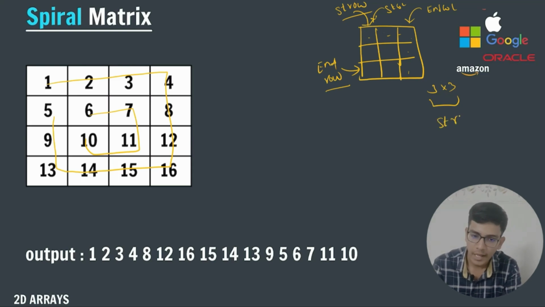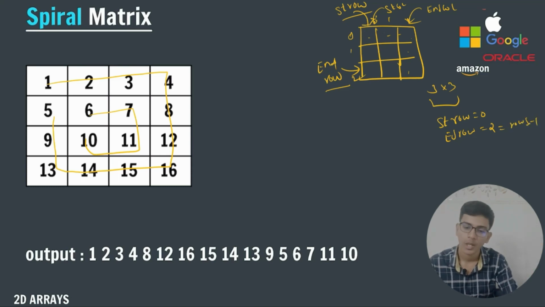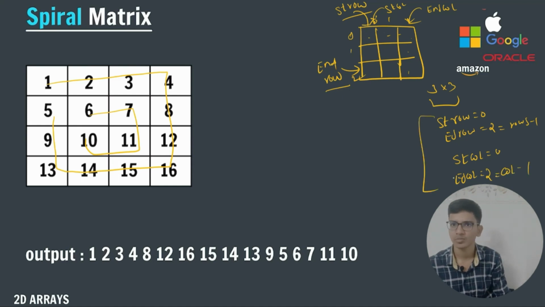So here the starting row will be 0, and the ending row, I told you arrays work on 0-based indexing, so 0, 1, 2. The ending row number will be 2. In other words, I can write it as the total number of rows minus 1; the total number of rows is 3, minus 1. Similarly for columns, the starting column is 0 and the ending column is 2, or in other words, number of columns minus 1. So can I write this? Yes, absolutely, this is a correct description of this particular diagram.